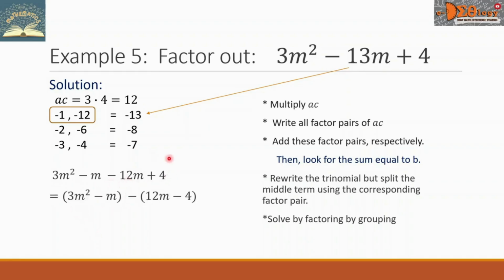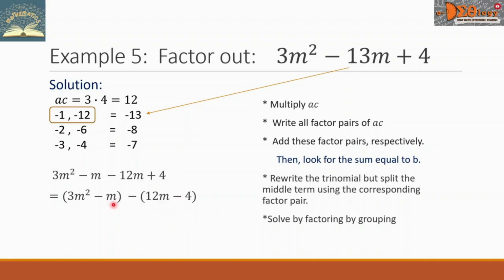And for the second group, please be careful. We're going to do it like this. This negative 12m plus 4, when we put it inside the grouping symbol, the negative sign is outside. So the negative 12m becomes positive 12m. The positive 4 becomes negative 4. And from here, we factor out the common.